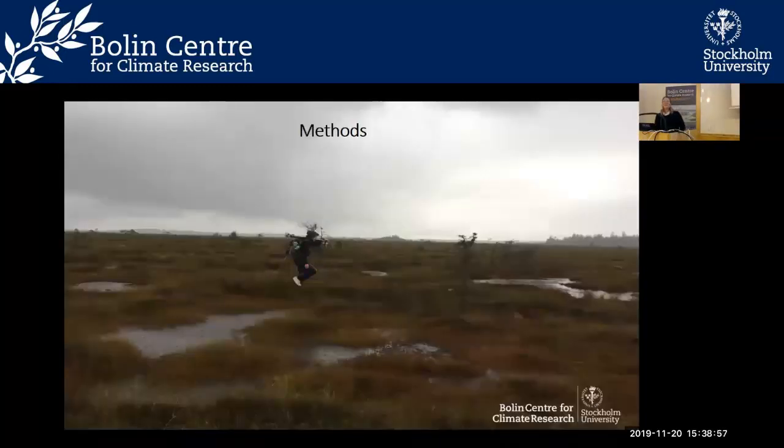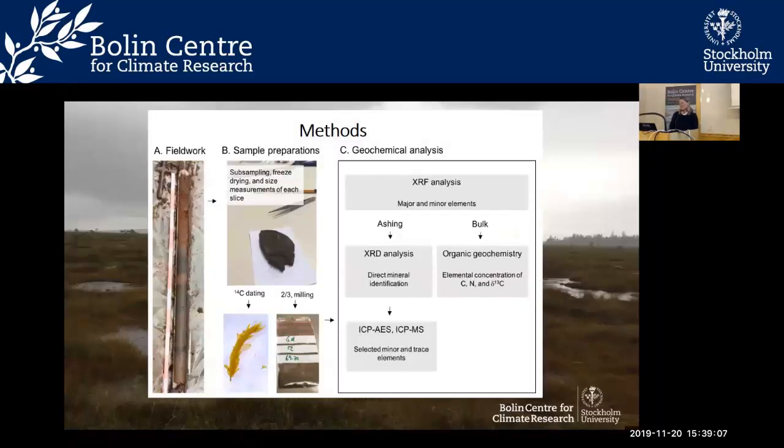So before I can do the analysis, we need to go out in the field, and usually in weather looking like this. And we do Russian coring, and we take out cores that are later freeze-dried and cut into centimeter slices. Each slice is then weighed and traced in order to calculate the bulk density. Thereafter, some parts of the samples are used for radiocarbon dating so that we can get ages for the changes. And the rest is milled and undergoes various geochemical analysis.